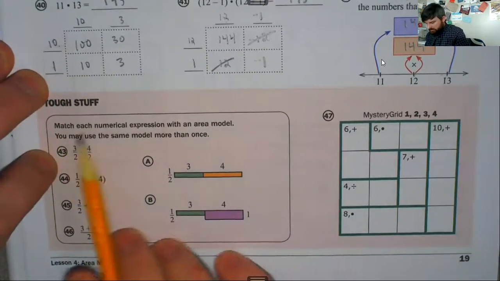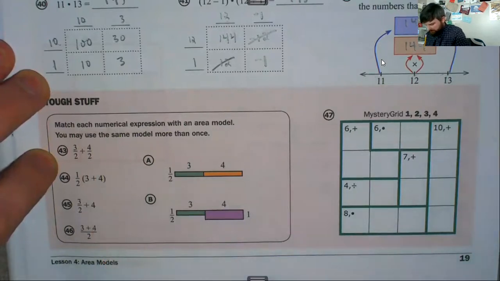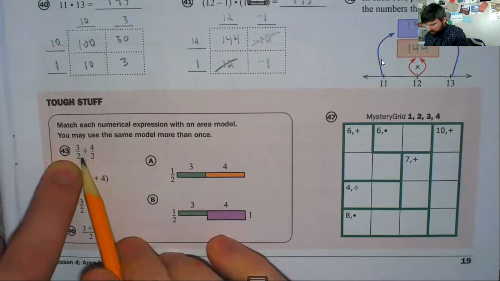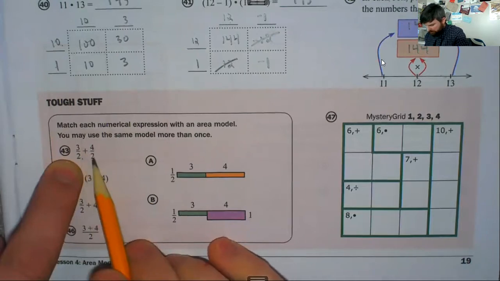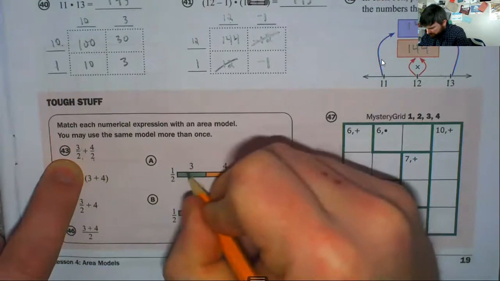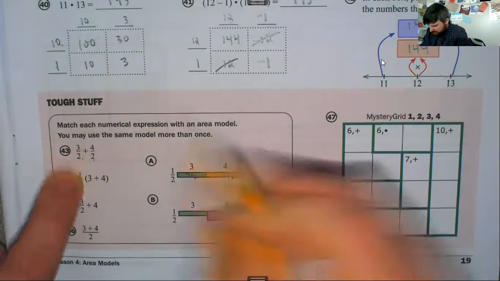Okay, match each of the numerical expressions with an area model. You may use the same model more than once. Okay, again, this is a little bit harder stuff. We've got fractions in here. So here we have 3/2 plus 4/2. Now 3 times 1/2, that is 3/2. And 4 times 1/2 is 4/2. So this one is A.